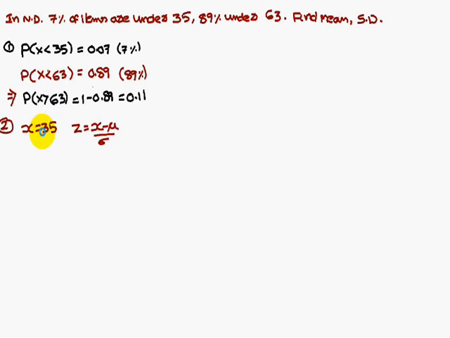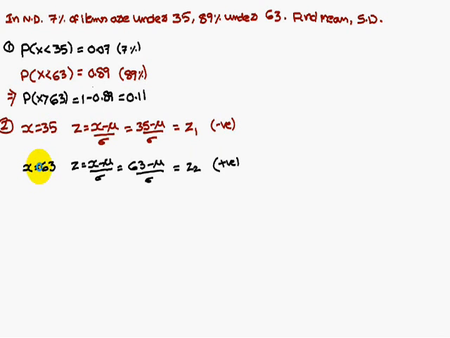Okay. For x is equal to 35, what is the z value? Let us consider z is equal to x minus mu by sigma. 35 minus mu by sigma, that is nothing but you consider as z1. 35 belongs to the less than, therefore always you consider this value as negative. For 63, what is the z value? Z is equal to x minus mu by sigma, 63 minus mu by sigma. Mu and sigma values you have to find out. This value you consider as z2. This is always positive because x greater than 63, therefore greater than symbol. That's why you consider it as a positive value.